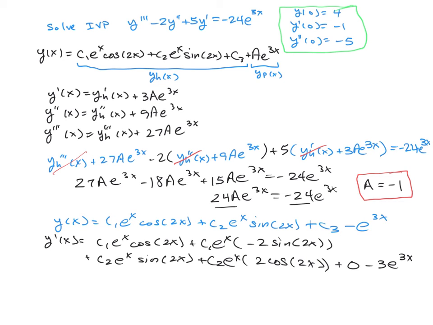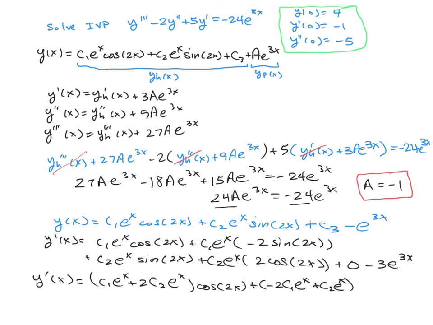The next thing that we'll do is combine these like terms before we take a further derivative. On the cosines, we've got c1 e to the x plus 2 c2 e to the x, and that's times the cosine of 2x. For the sines, we've got negative 2 c1 e to the x plus c2 e to the x, and that's times the sine of 2x. And then we've got a minus 3 e to the 3x back there.